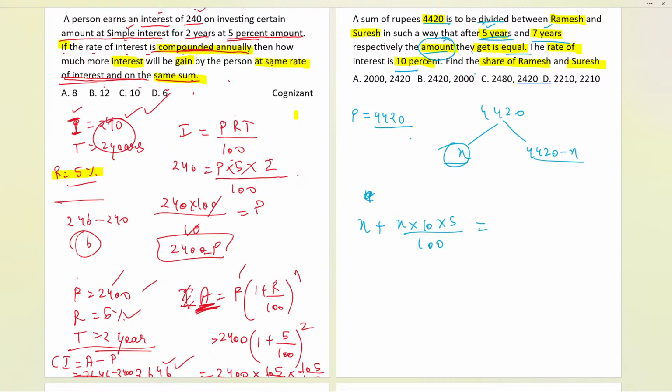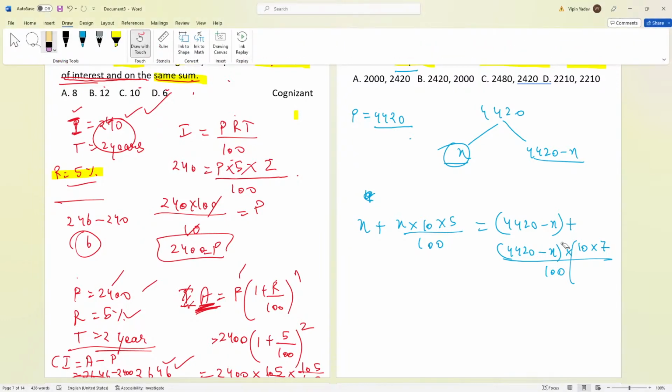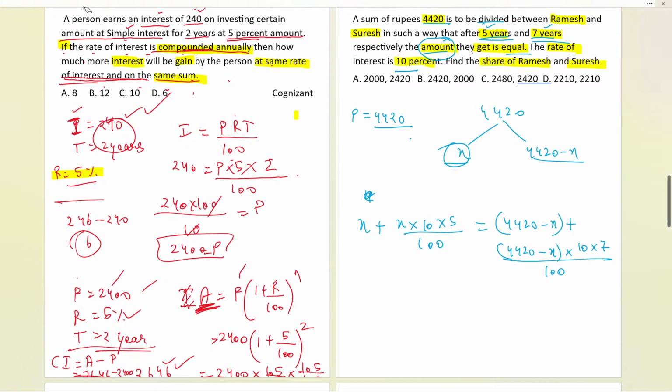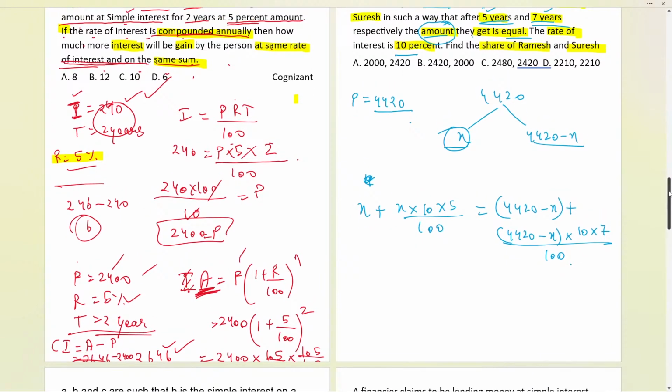Now if I talk about the other number, 4420 minus x, that is the principal. Plus again I'll be adding 4420 minus x multiplied with the rate and time. The rate is 10, time is 7 years, and then divided by 100. So that is the part where we get the equation, and like this we all can calculate over here. Let me tell you a simplified way.